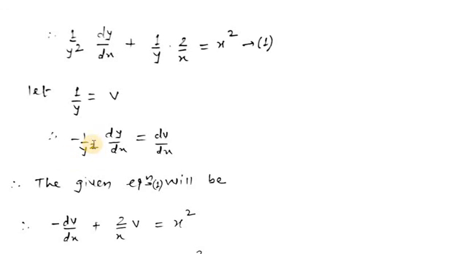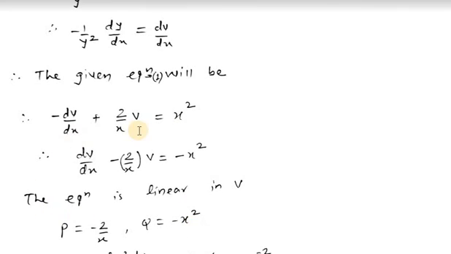So on the left hand side, the derivative of 1 upon y will become minus 1 upon y square, and y is a function of x, so it will become dy by dx, and the derivative of v is dv by dx. So the given equation will be 1 upon y square dy by dx, it will become minus dv by dx, and this 2 by x as it is, and 1 upon y is v, and this equals x square.